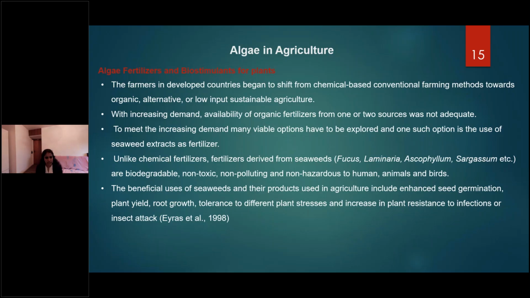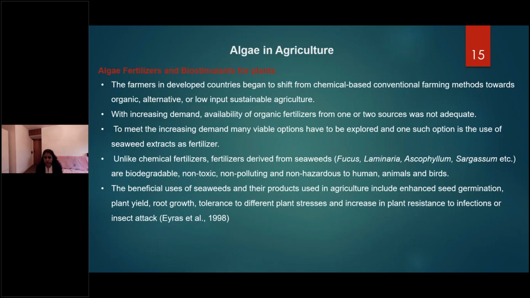So with increasing demand, the availability of these organic fertilizers from one or two sources was not adequate. To meet this increasing demand, many viable options have to be explored, and one such option is the use of seaweed extract as a fertilizer. Unlike chemical fertilizers, fertilizers derived from seaweeds.